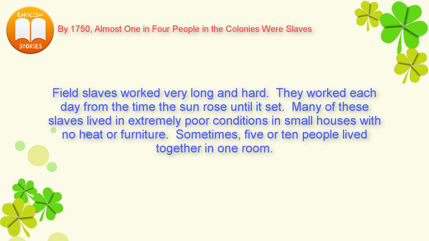Field slaves worked very long and hard. They worked each day from the time the sun rose until it set. Many of these slaves lived in extremely poor conditions in small houses with no heat or furniture. Sometimes 5 or 10 people lived together in one room.